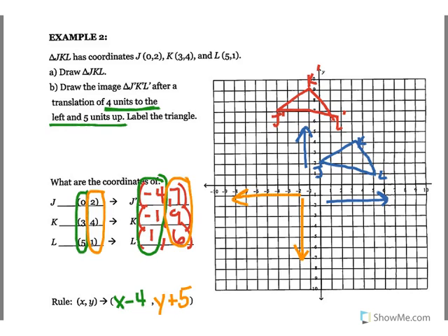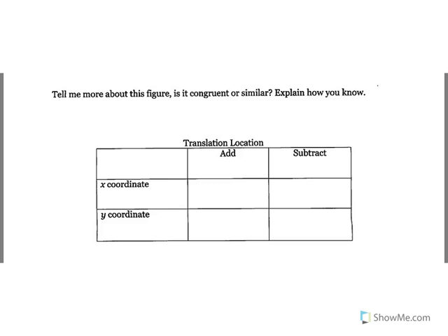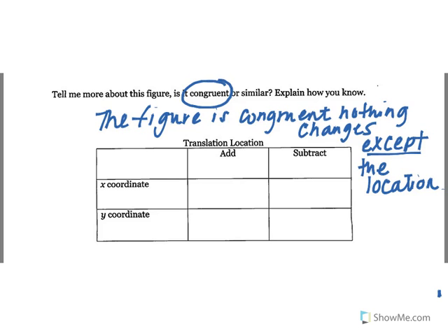Okay, it says tell me more about these figures. Are they congruent or are they similar? You can look at the figure and tell that they are congruent because nothing about the figure has changed. It is congruent, nothing changes except the location. So everything stays the same. The angles, the shape, the size, everything stays the same, so it's congruent.